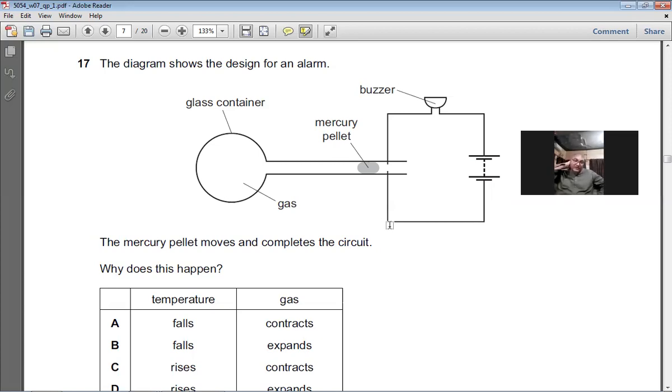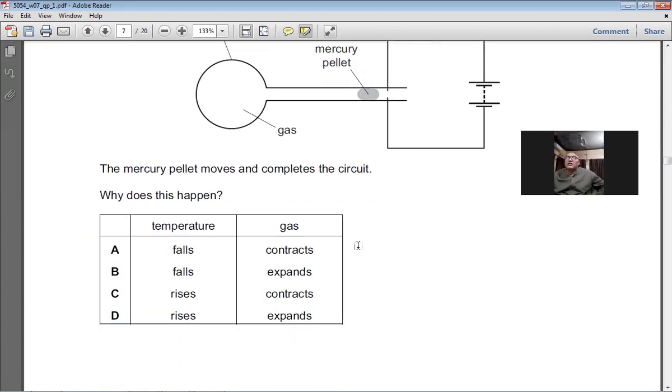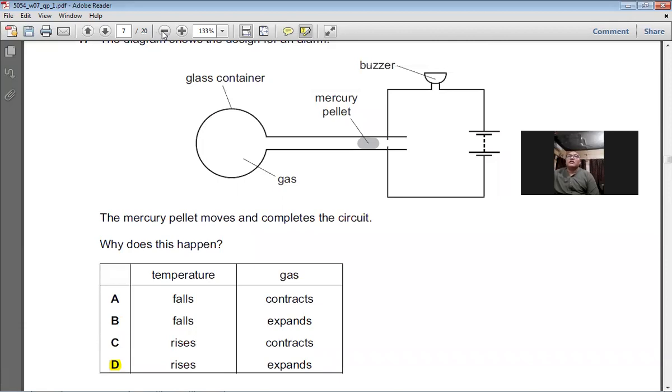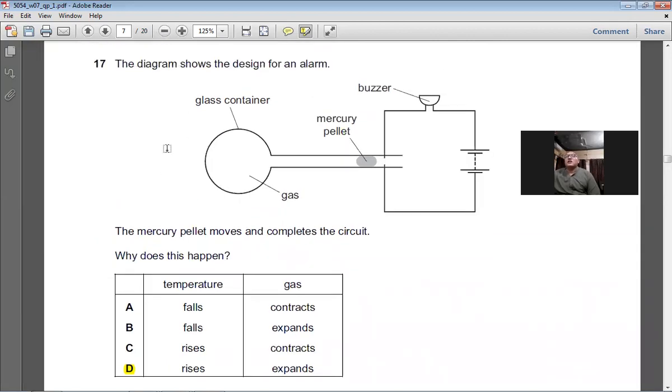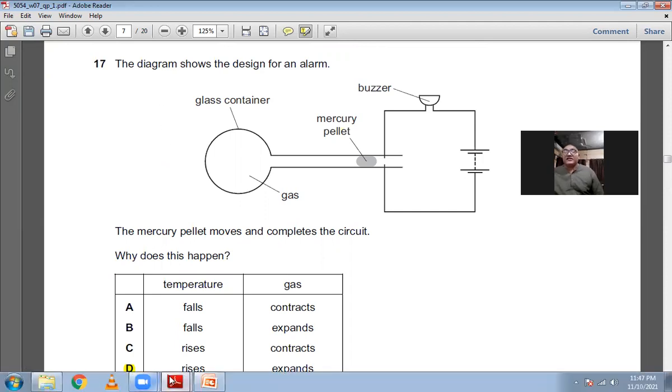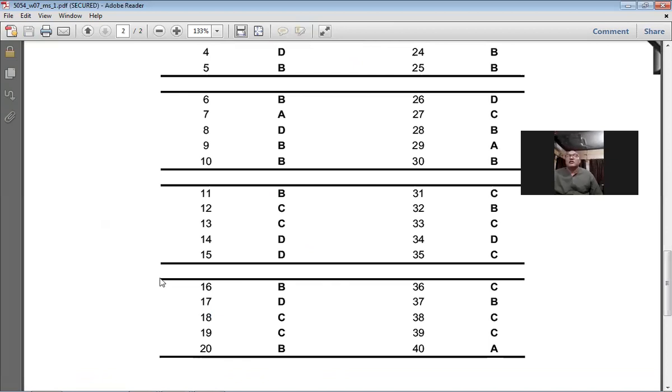The mercury pellet moves and completes the circuit. Why does this happen? The gas will expand and the temperature will rise. D choice. Question number 17, I think D is the right choice.